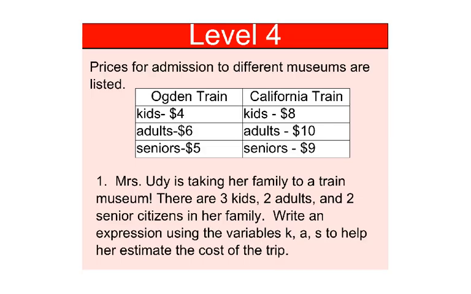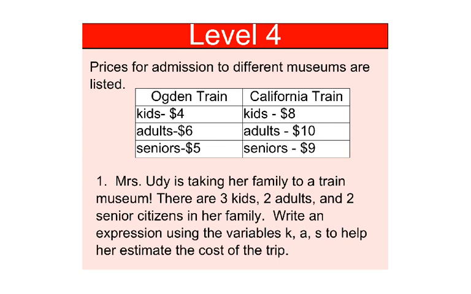The last problem is getting you started on a level 4. This is talking about prices for admission to different museums. The Ogden Train Museum, some of you have probably been to that. It has really, really cool little model trains that go through the walls and stuff. My kids love that one. And then there's the California Train Museum, it's a really big one. It's really cool too.